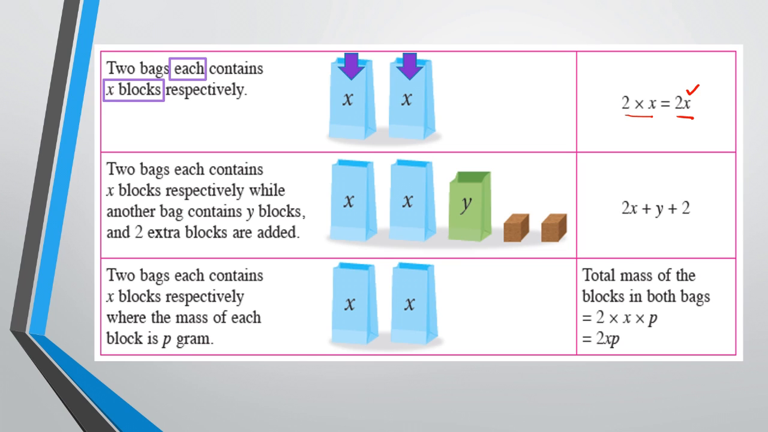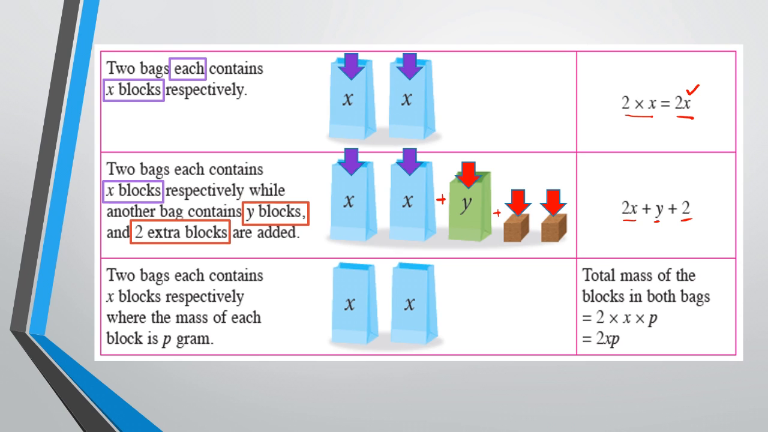Alright, so the next one is actually the same situation. You have 2 bags, each containing X blocks, and there is something added here. What is that? We have Y blocks and 2 extra blocks, which means we're going to add them together. We're going to add 2X plus the Y blocks in another bag, and also we have 2 blocks. So you can see here, we have 2X, which is 2 bags, and we have Y blocks in the green bag, and we have another 2 blocks here. So this is how we're going to write and describe the situations.